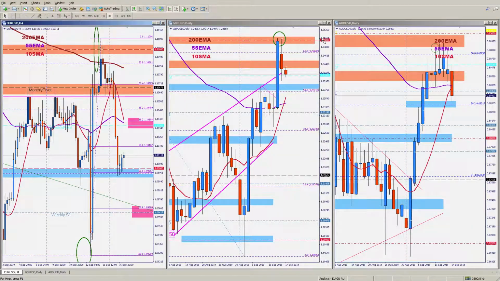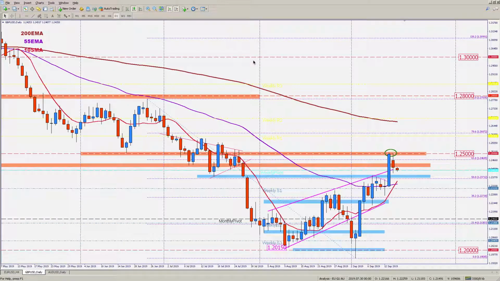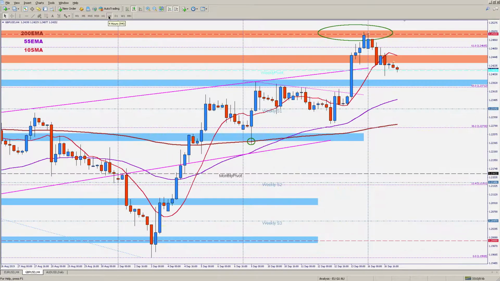Let's switch to the cable. After a bullish close last Friday, the cable gapped lower about almost 40 pips after hitting the 125 key psychological resistance level here. Let's switch to the 4-hour time frame.